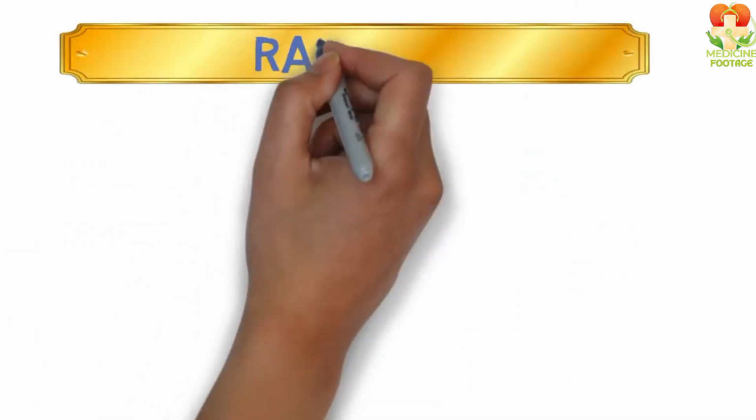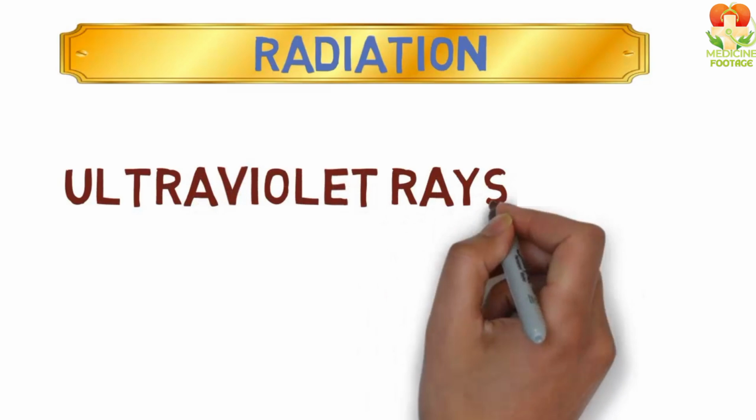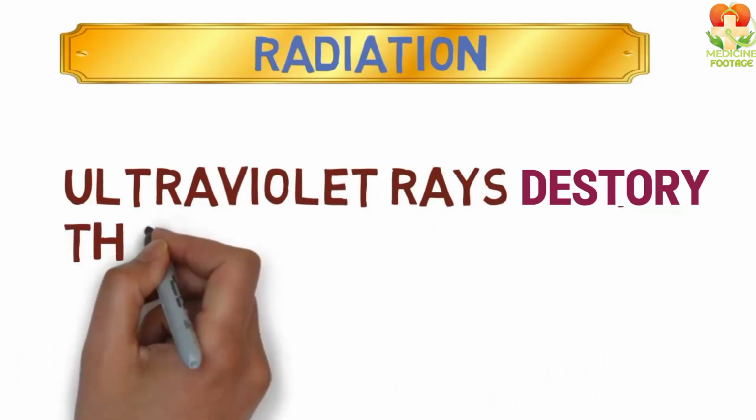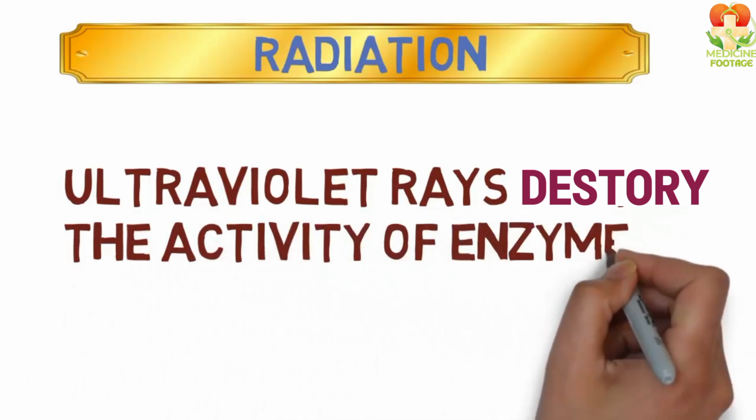Now let's discuss radiation. Radiation such as ultraviolet radiation, alpha rays, beta rays, and gamma rays can destroy enzyme activity. Radiation will affect enzyme functions.